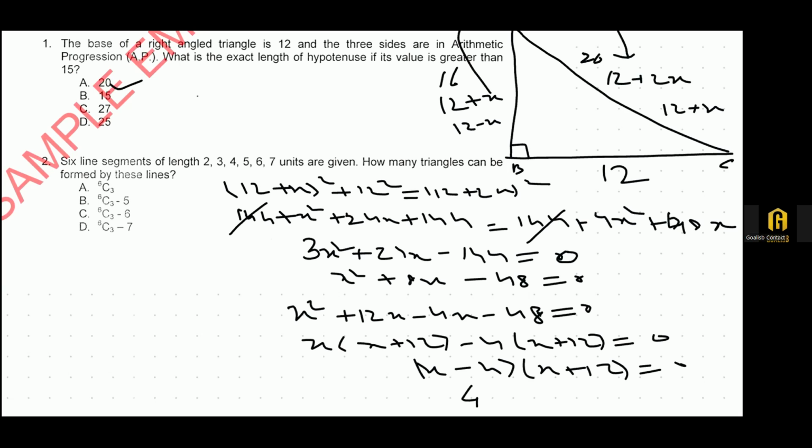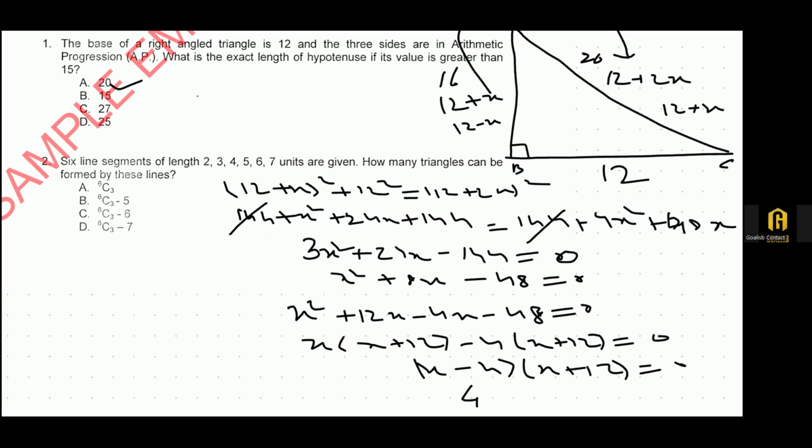If we had taken 12 minus x here, we would have got a value that would be lesser than 12. So what would it be? It would be 8. But for 8 and 12, we'll need to check whether it satisfies the equation or not. So 8 square would be 64. 64 plus 144 would be 210. So it will be lesser than the square of 15.